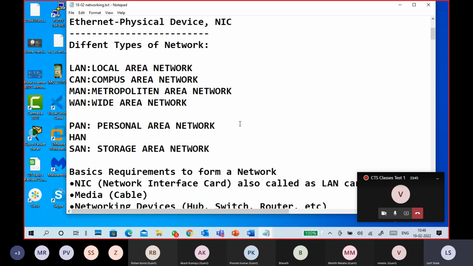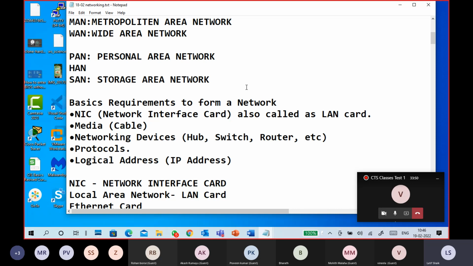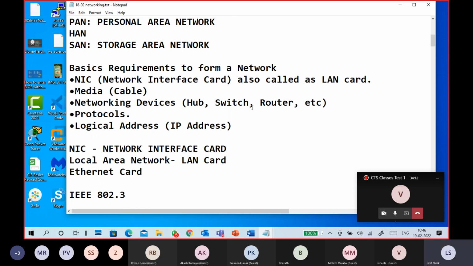Different types of networks: LAN, CAN, MAN, WAN. These are the main four things. There are additional things: personal area network using Bluetooth or hotspot kind of stuff, and home area network, which is a simple LAN connection with your home devices. SAN, storage area network, also comes under area networks. Since the name is area, that's why they put it here. Because some people keep asking what this one is. So home area network, personal area network, kind of stuff.